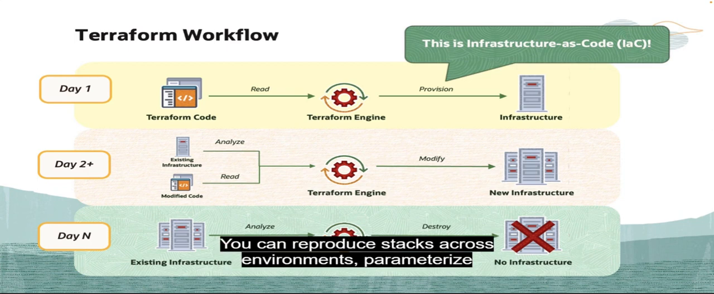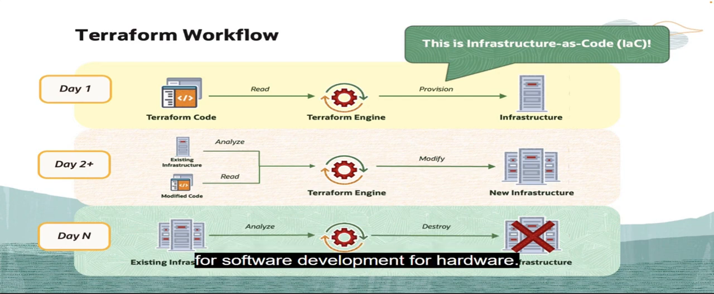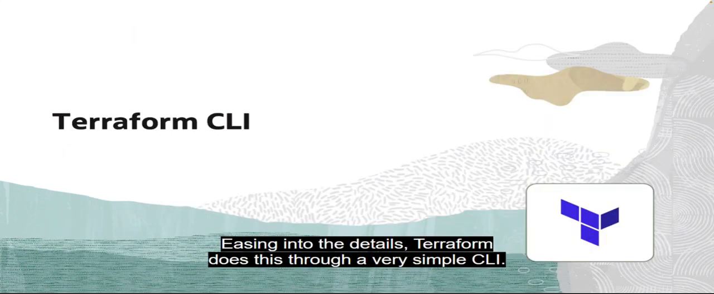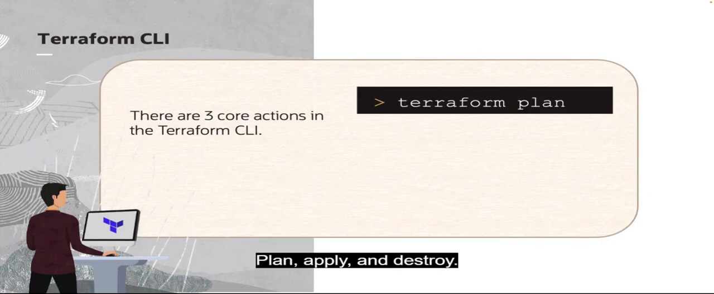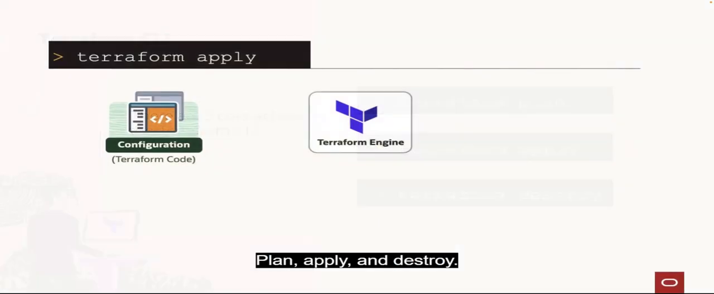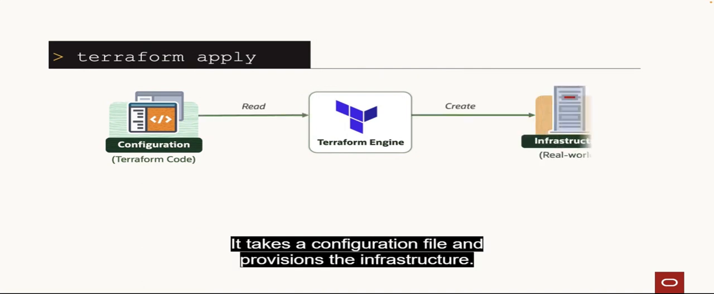You can reproduce stacks across environments, parameterize and version control infrastructure, create reusable hardware modules, and basically get all of the tools and techniques currently available for software development for hardware. Easing into the details, Terraform does this through a very simple CLI. There are 3 main commands that you'll ever need to execute: plan, apply, and destroy. We're already kind of familiar with Terraform apply. It takes a configuration file and provisions the infrastructure.